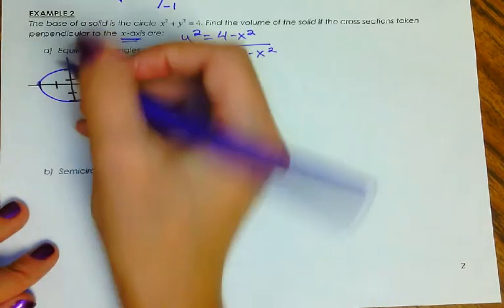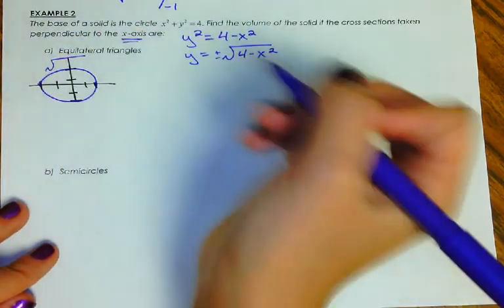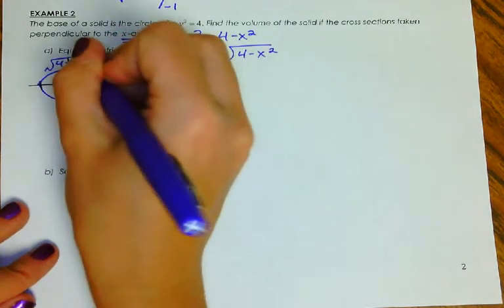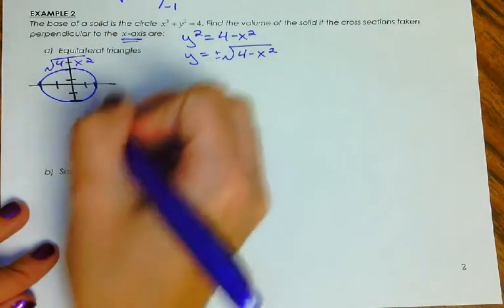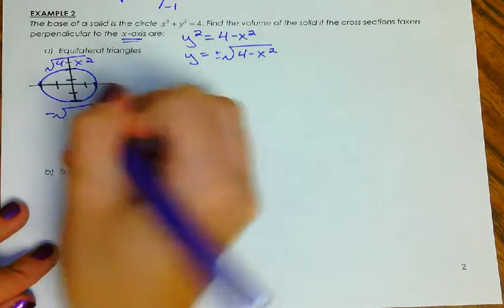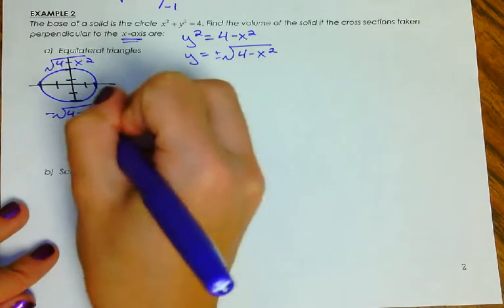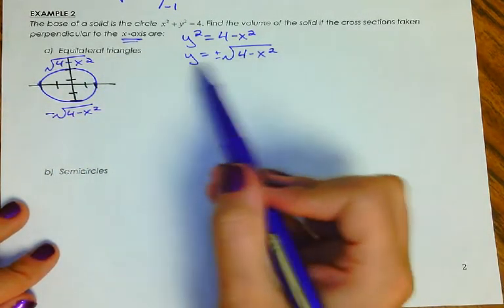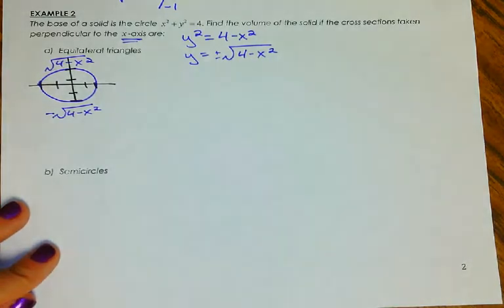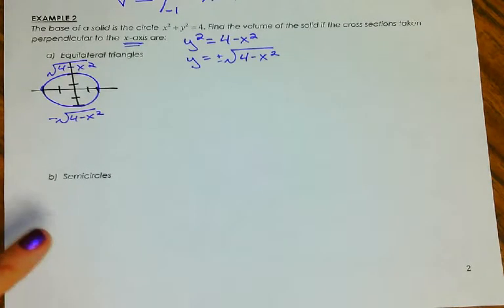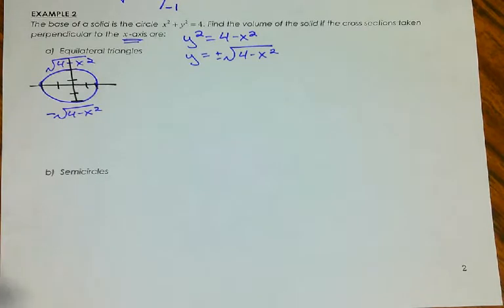Keep in mind here, this is the positive square root. This top half gives you the square root of 4 minus x squared here. And then this bottom part of the circle is negative square root of 4 minus x squared. And we talked about graphing this kind of thing last class. So you've got this. And now it says find the volume if we're taking with equilateral triangles.